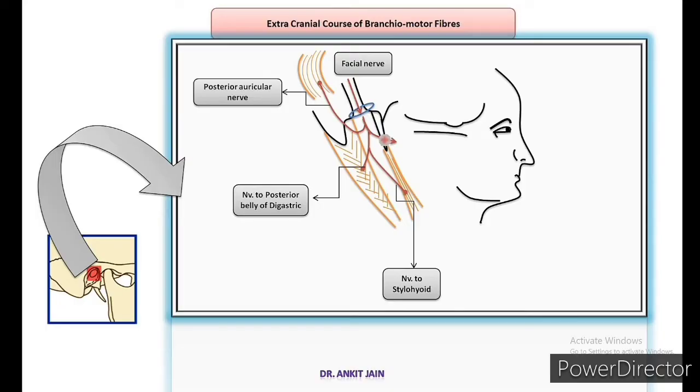After giving these branches, these fibers move forward and loop around the lateral aspect of the root of the styloid process. Then they enter the posteromedial surface of the parotid gland and divide into the 5 terminal branches, that is temporal, zygomatic, buccal, marginal mandibular and cervical. Through these 5 terminal branches, these fibers supply the entire muscles of the face and produce different facial expressions.